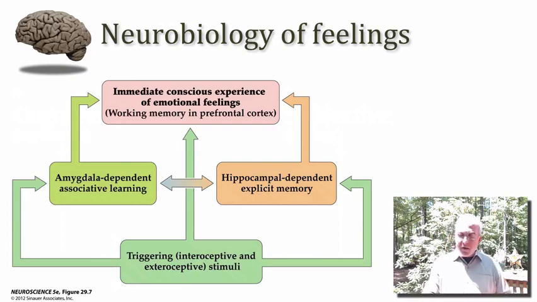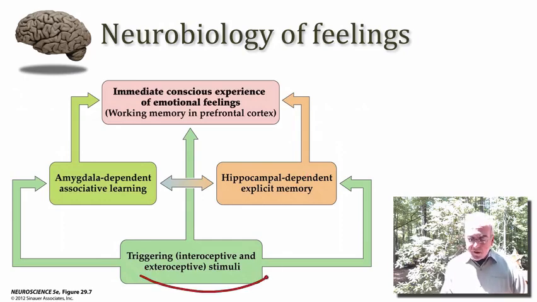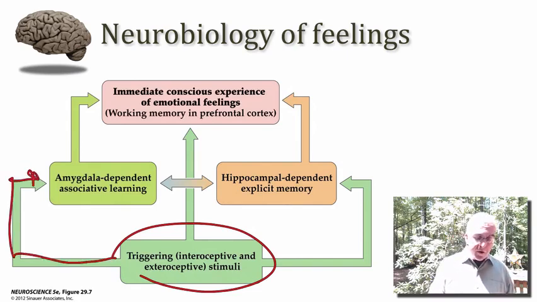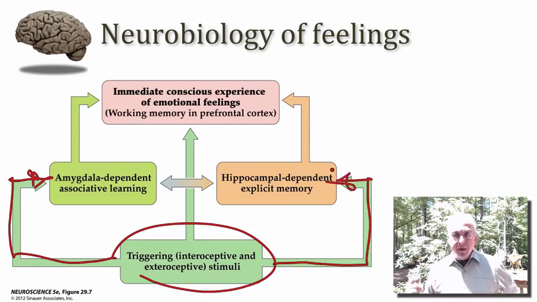So imagine then that there are the appropriate stimuli that might trigger the experience of an emotion. As we've been discussing, the stimuli will impact our amygdala-dependent associative learning systems, as well as those associative learning networks in the orbital and medial prefrontal cortex. Of course, we will also generate explicit representation of these events through our hippocampal-dependent memory systems.